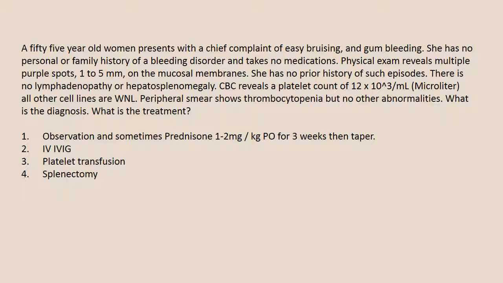1. Observation and sometimes prednisone, 1 to 2 milligrams per kg, PO for 3 weeks, then taper. 2. IVIG. 3. Platelet transfusion, or 4. Splenectomy. The answer is on the next slide.